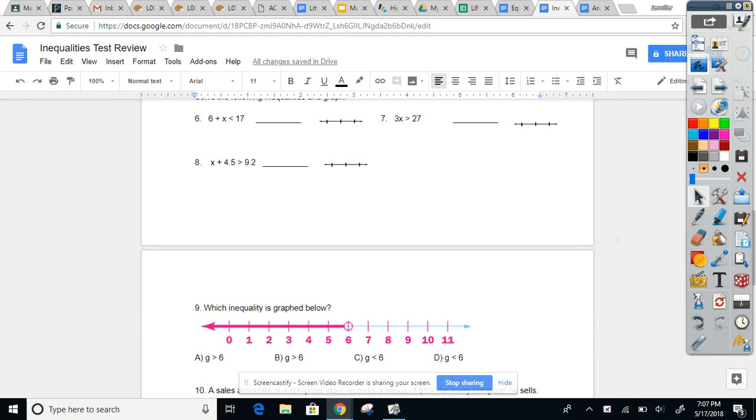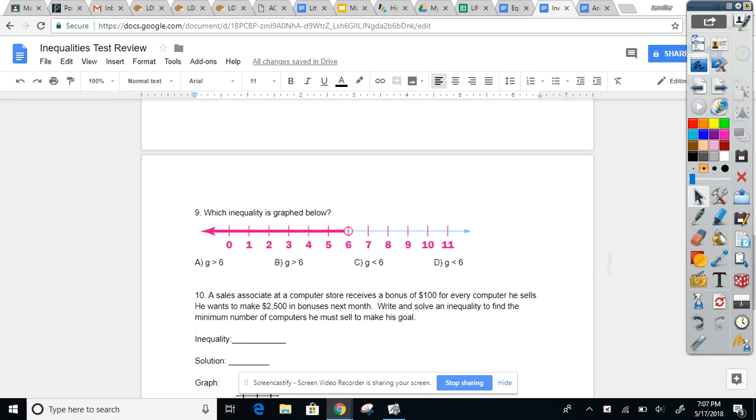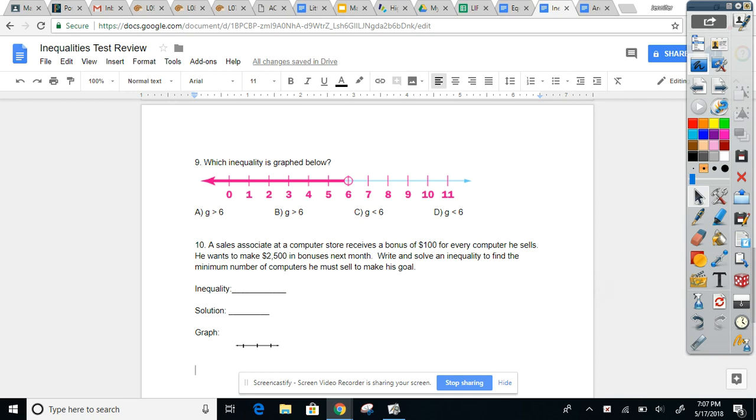You need to solve 6 and 8 yourself. You can do number 9 by yourself.